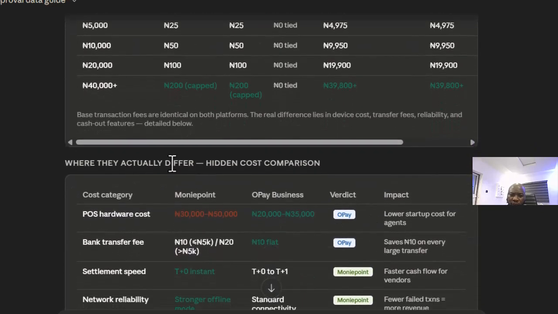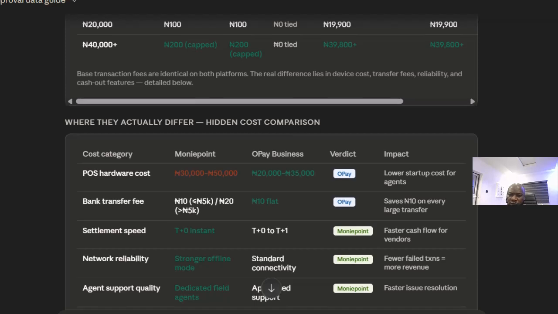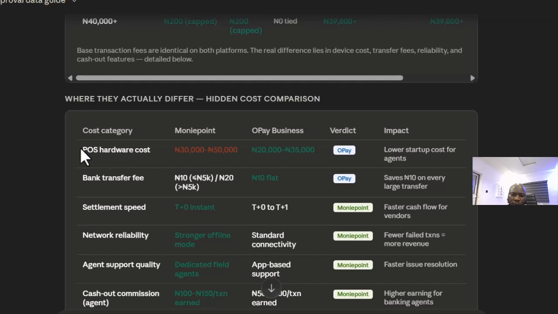So scrolling all the way down to where they actually differ, the hidden cost comparison, this is where we are actually coming from, and what you as a business owner also need to know. So the POS hardware cost, I think we have also looked into this, which we said Moniepoint costs within 30,000 naira to 50,000 naira, and OPay is within 20,000 naira to 35,000. So OPay actually won on this with lower startup cost for agents, right?